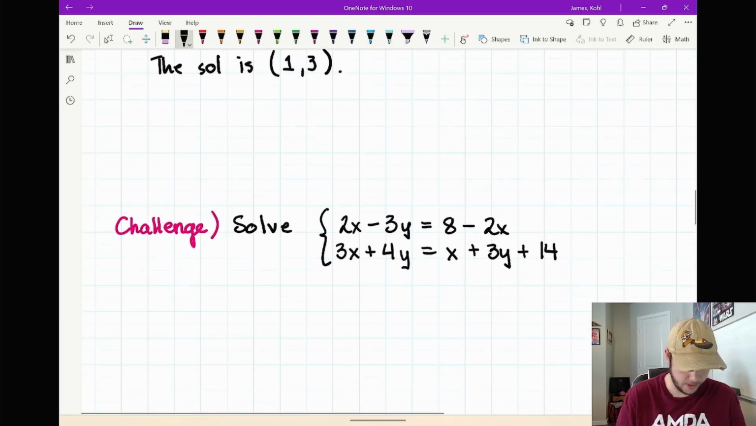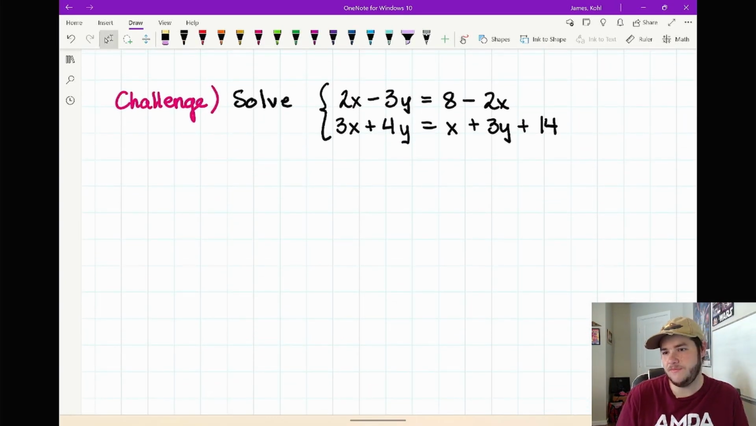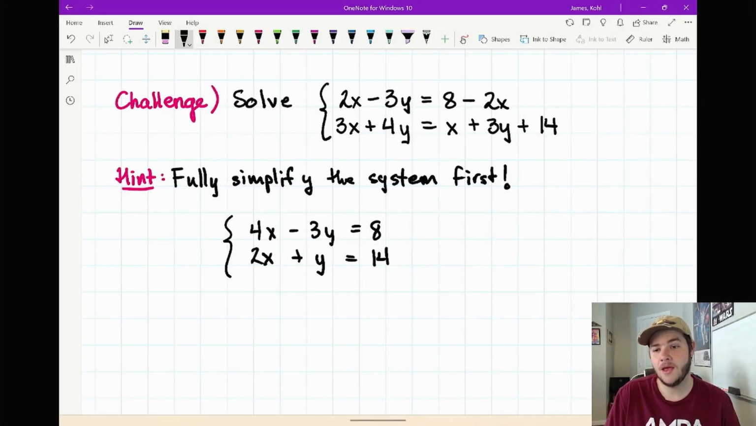One last problem for you. But this is a bit of a challenging problem. Go ahead and pause the video here to see if you can tackle it on your own, but if you need a hint, let it play a little longer. Ready for the hint? The hint is to fully simplify the system first. Nothing says you can't start messing around with these equations. In fact, that's what substitution is all about, right? And elimination, but we'll talk about that in the next video. So, your hint is to fully simplify that system first by combining like terms.